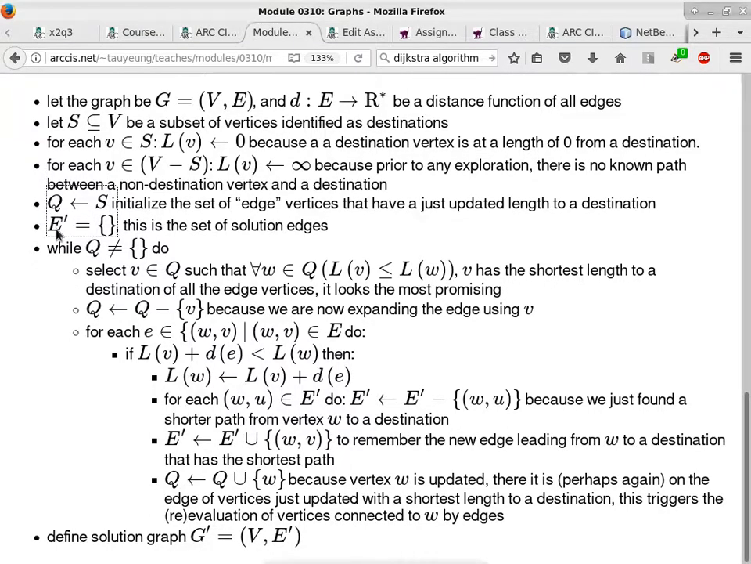And then here we initialize a set called E prime to be an empty set. So eventually this will become a set of solution edges. In other words, the edges that will end up in E prime will be the edges of shortest paths only. All of the other edges that are not a part of a shortest path will not be in E prime. E prime is going to be a subset of E, and any path made out of edges in E is a part of a shortest path. Is that okay?